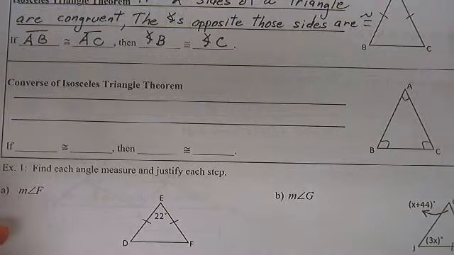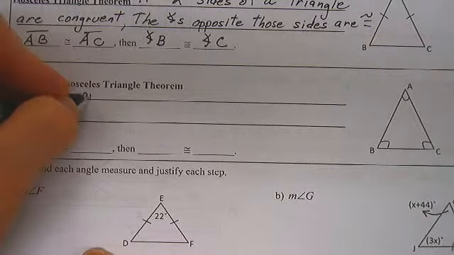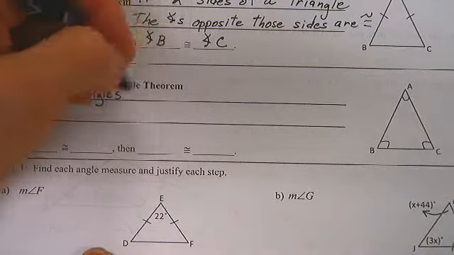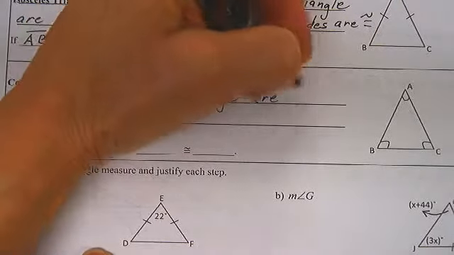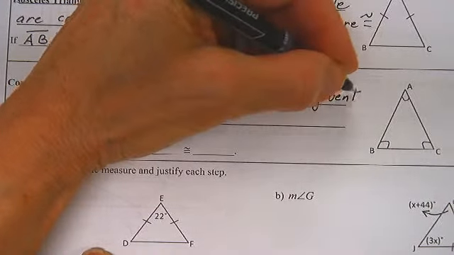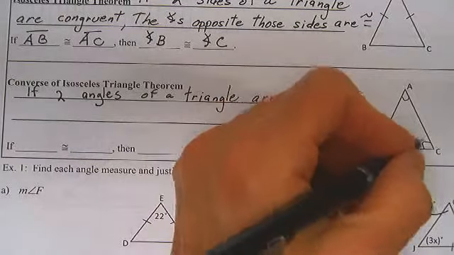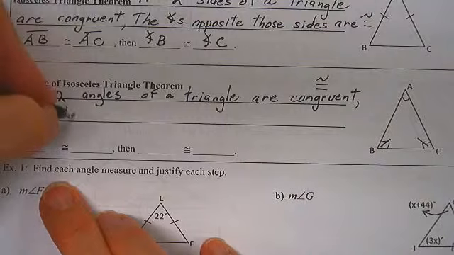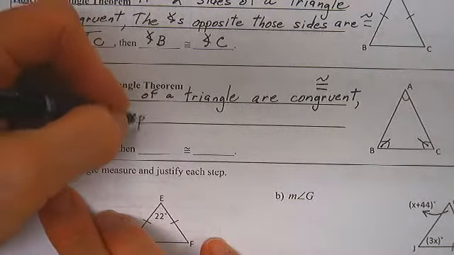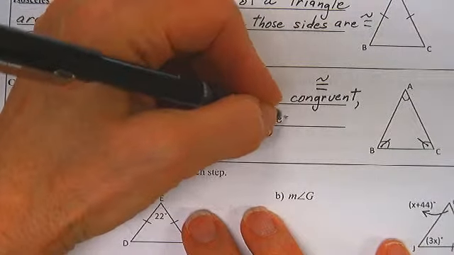Okay, the converse of the isosceles triangle theorem happens to be true, and what it says is that if two angles of a triangle are congruent, for example, angles B and C, then the sides opposite those angles are congruent.